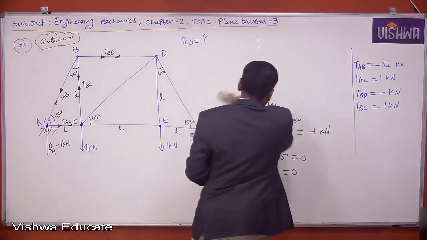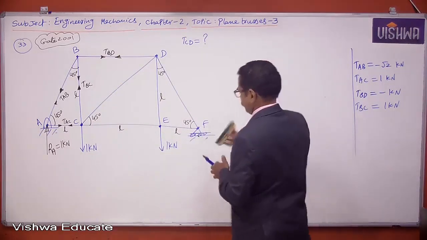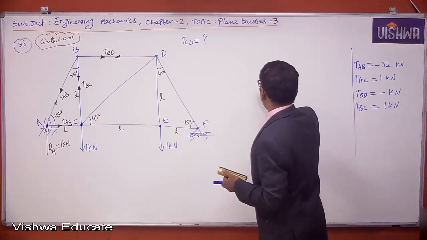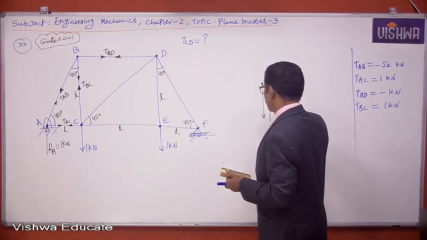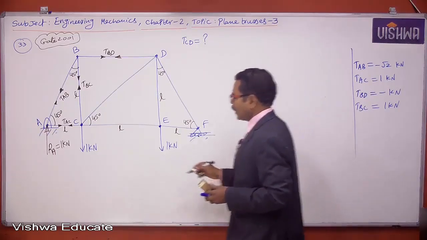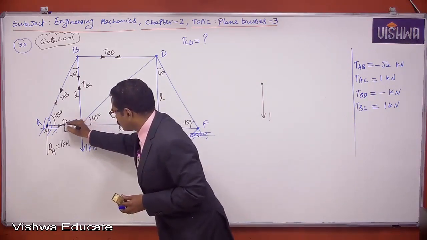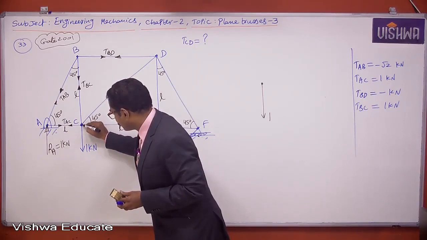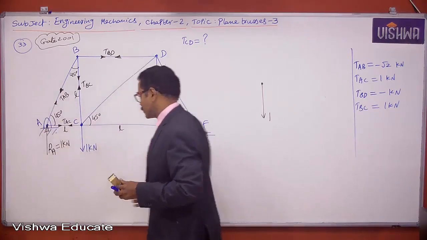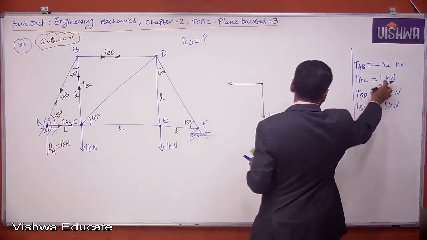Alright, I hope you copied. Now, I take another joint. What joint? Joint C. About joint C, what forces are acting? A downward force of 1 kilonewton is acting. And with respect to joint C, what is the direction of TAC? This is TAC. What is the nearest arrow? This arrow is directed towards left. So TAC will be like this. And what is TAC? 1.